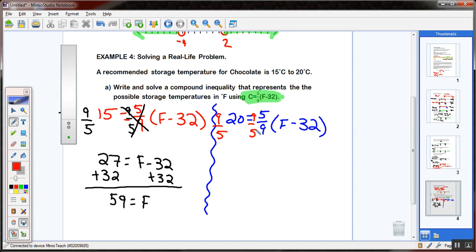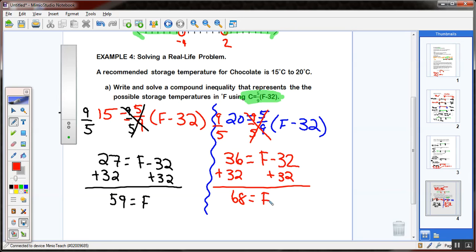What's 20 divided by 5? 4. 4 times 9. So the left value is 36. What are my reciprocals of each other going to do? Cancel. And what are you left with on the right side, kiddos? Okay. What do you have to do to both sides? Add 32. And I think I get 68 for that.